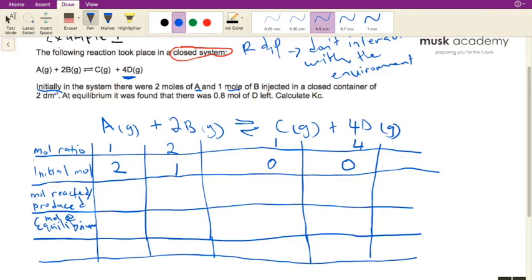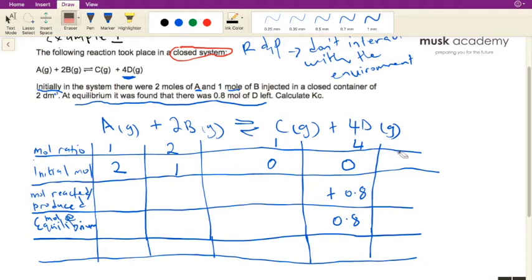So what do we know? We know that at equilibrium, it was found that there was 0.8 moles of D left, right? And what we know is that if you started with 0 and then you ended up with 0.8, it means that you added 0.8. We don't know what the moles at equilibrium are for C. We also don't know what the moles at equilibrium are for B and A. So we have to find them.